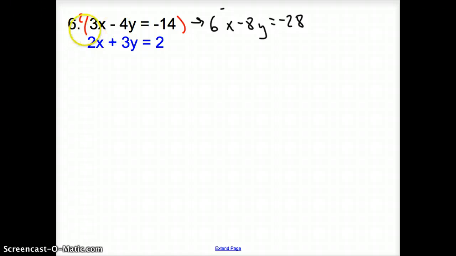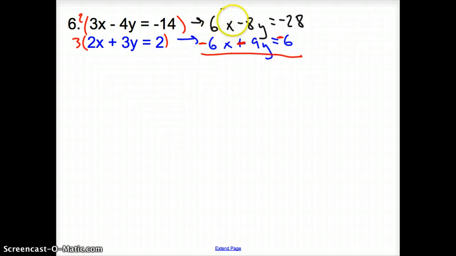Now, since I took this guy by 2 to match the 6x, I have to take that times 3 because I'm looking at my 2x. So I'm taking this guy by 3. That whole equation by 3. So I get 6x plus 9y equals 6. Now I have the same amount, so I'm going to subtract. Remember, when you subtract, you can change the signs. Or if you wanted to, you could multiply this guy just by a negative 3.